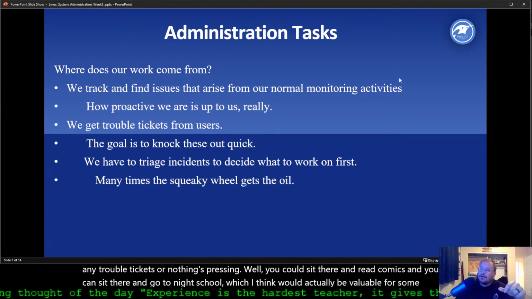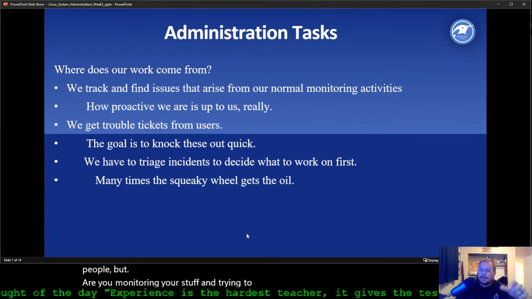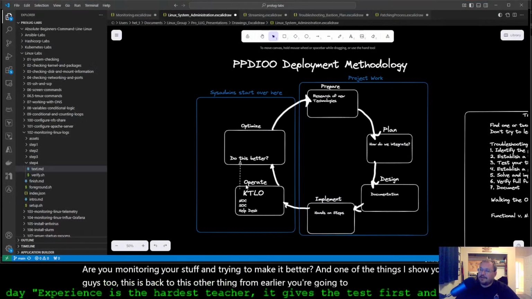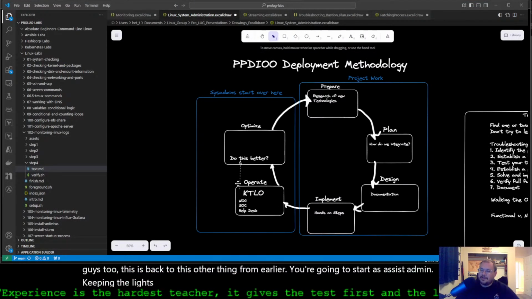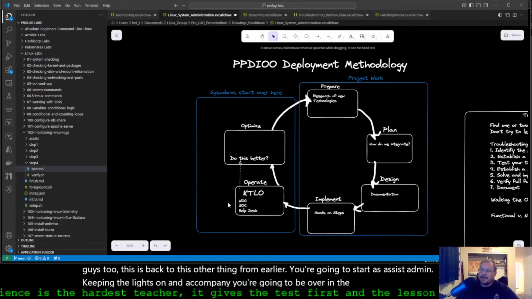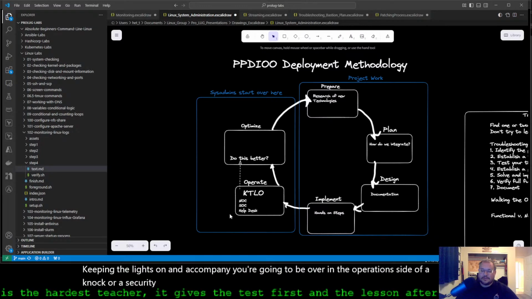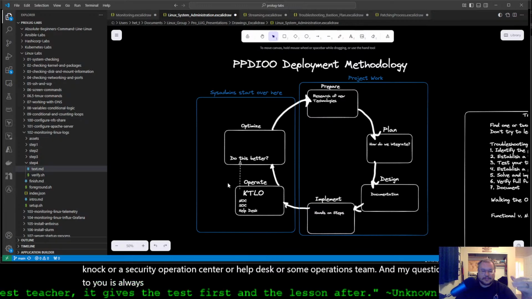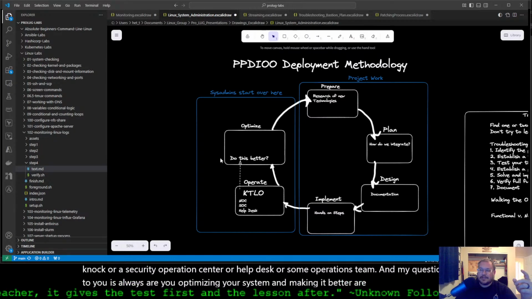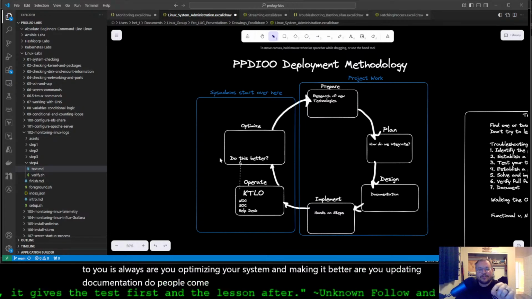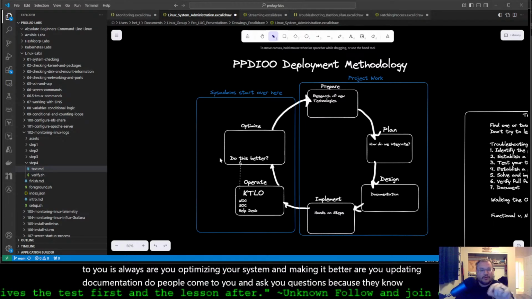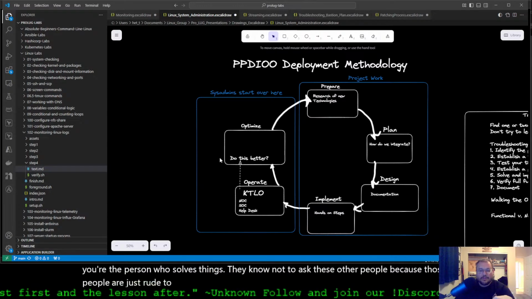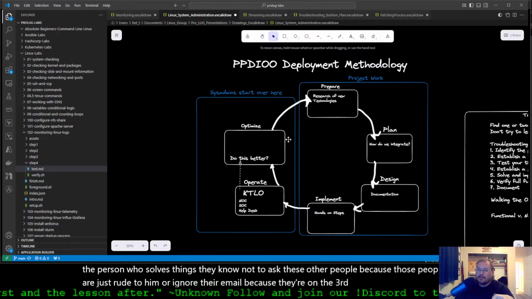But are you monitoring your stuff and trying to make it better? And one of the things I show you guys too, this is back to this other thing from earlier. You're going to start as a sysadmin keeping the lights on in a company. You're going to be over in the operations side of a NOC or a security operations center or help desk or some operations team. And my question to you is always, are you optimizing your system and making it better? Are you updating documentation? Do people come to you and ask you questions because they know that you're the person who solves things? They know not to ask these other people because those people are just rude to them or ignore their email because they're on the third shift. Are you the type of person that solves stuff?